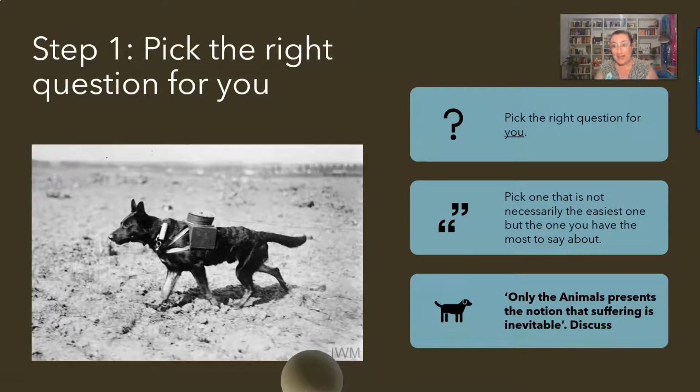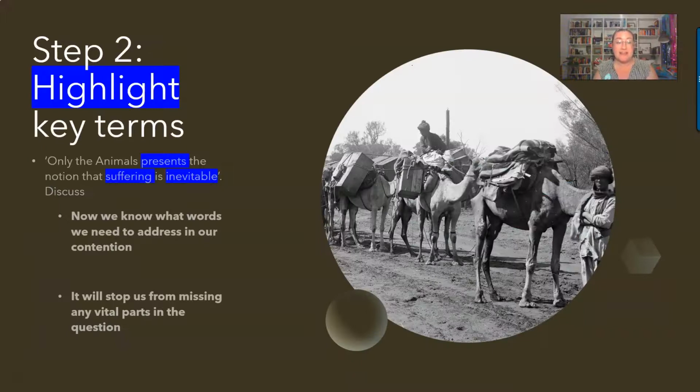For the essay that I'm going to be writing with you in these videos, my essay question is going to be, only the animals presents the notion that suffering is inevitable, discuss. Okay, so that's what my question is going to be about in these videos. So once we've picked our question, then the next thing we need to do is to highlight key terms. So highlight words that we think are particularly important, particularly significant to our answer.